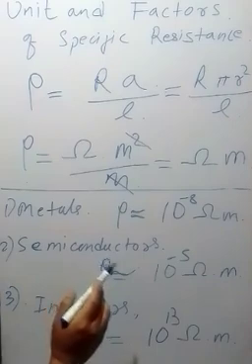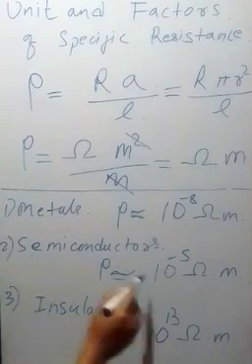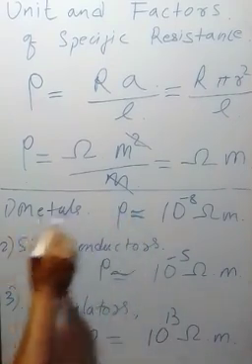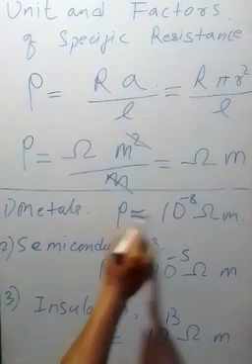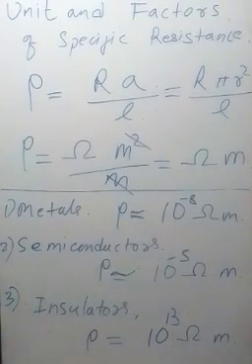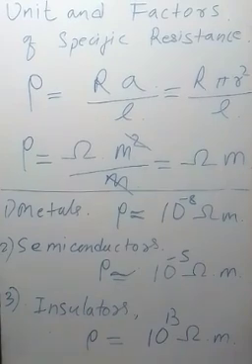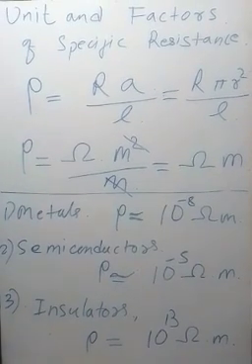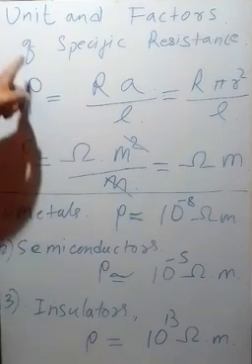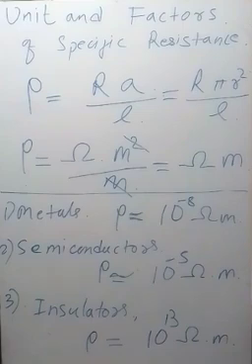Semiconductors are lower, and the very lowest is metal. So the resistance of metal is very small. That's why electricity can flow very easily through metals. In our home wiring, the core of the wiring is copper wire, aluminum wire, etc. So these are the factors, and this is the unit of specific resistance or resistivity of a conductor.